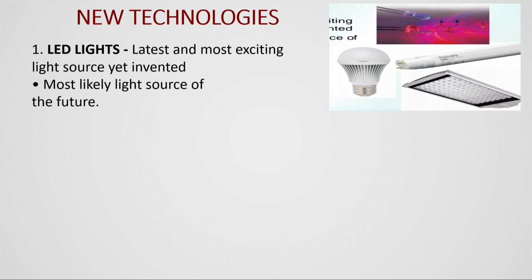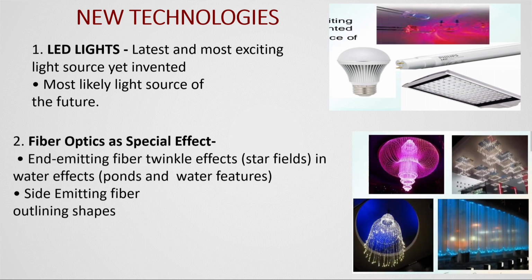Second is fiber optics as special effects. Emitting fiber can create twinkle effects or star fields, water effects for ponds and water features. Fiber optics can be used to create lighting effects in projects. For example, in photography, you can use fiber optics to make any design made of light, or wispy smoke effects, or phantom spotlighting.